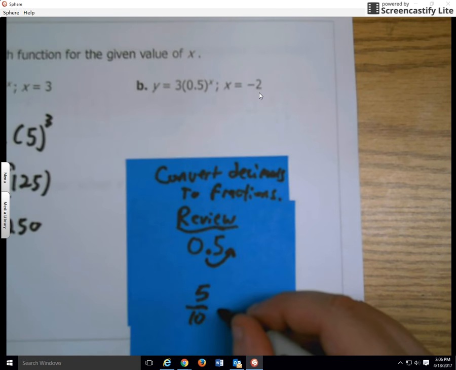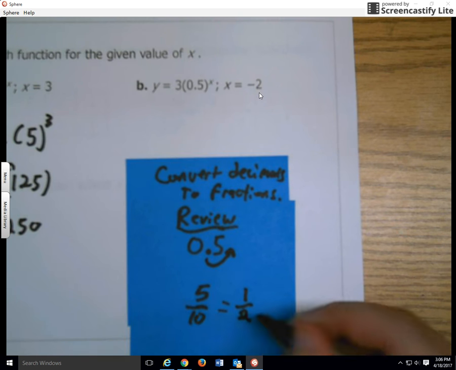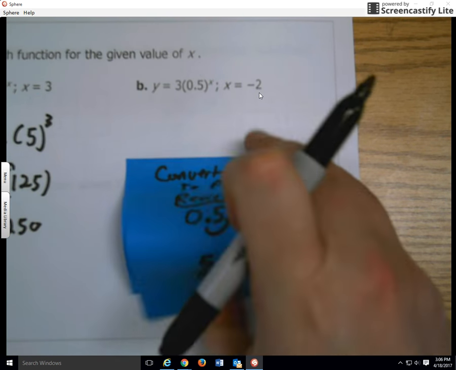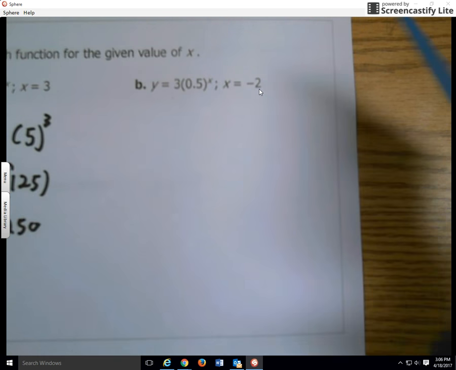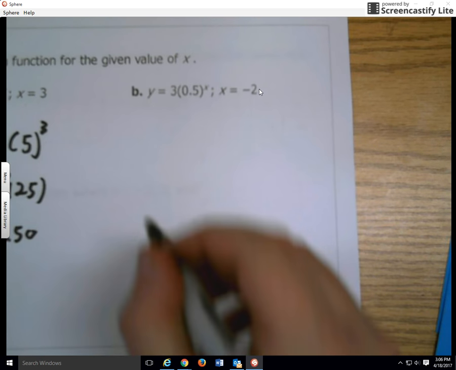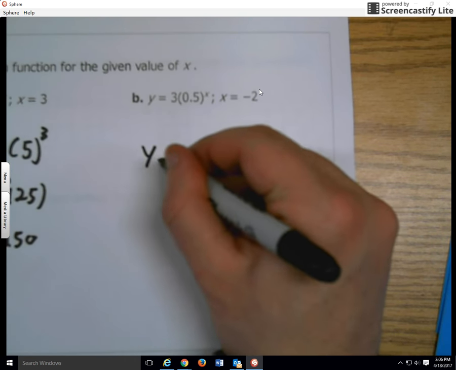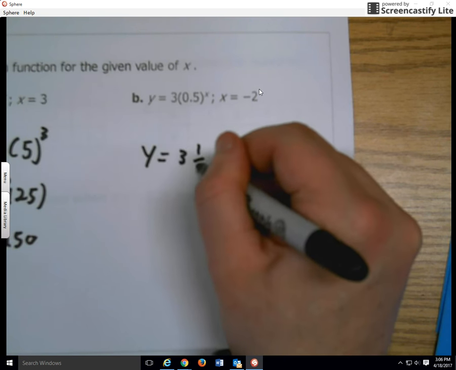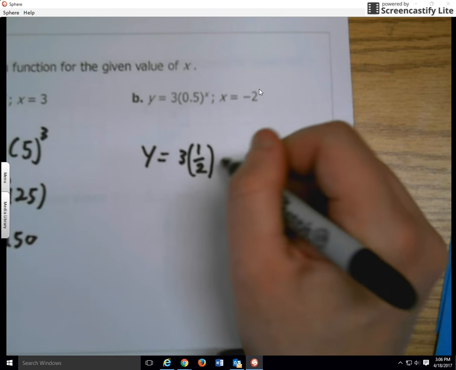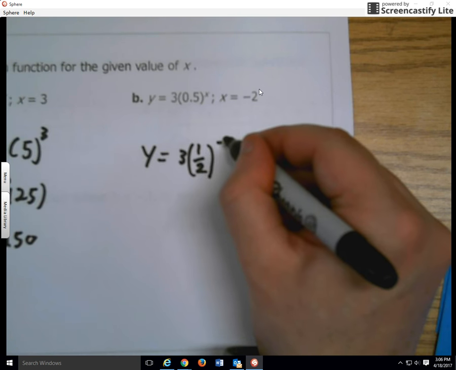Okay, so 5/10 could be reduced though, because 5 goes into 5 one time, and it goes into 10 two times, so it's the same thing as 1/2. So 0.5 is actually the same thing as 1/2. So y equals 3 times 1/2, if that helps you. And then x to the negative second power.